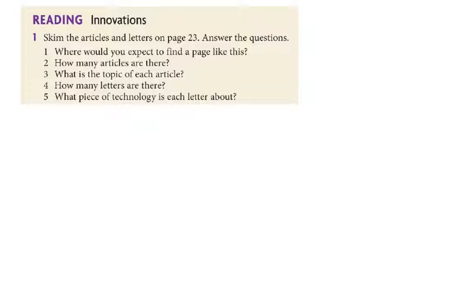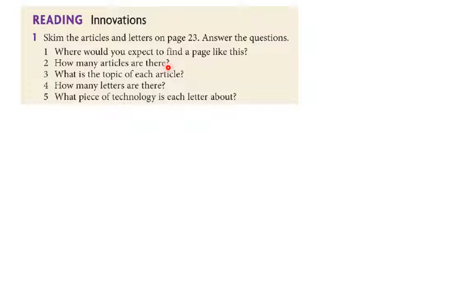Let's go to the first exercise in the reading section, which is titled Innovations. Skim the articles and letters on page 23 and answer the questions. So I will ask you to go to page 23, skim the articles and the letters on this page, and then answer the questions. Now, after finishing the skimming of the articles and letters on page 23, let us answer these 5 questions.